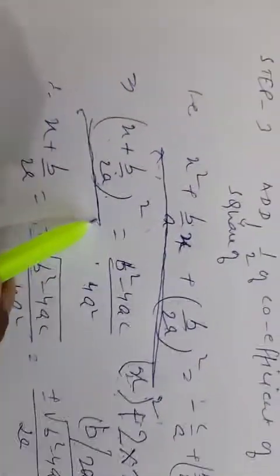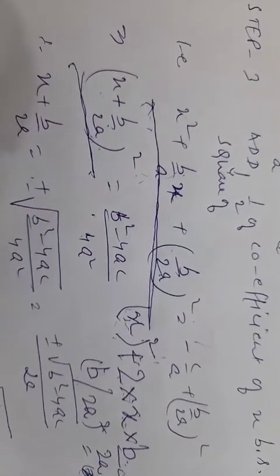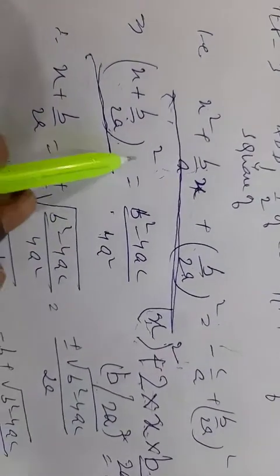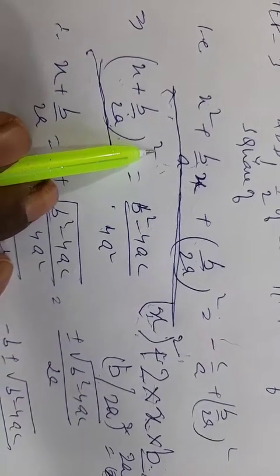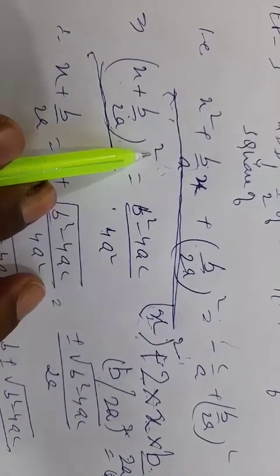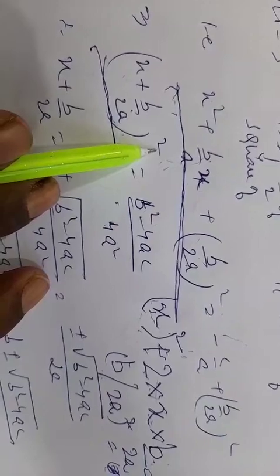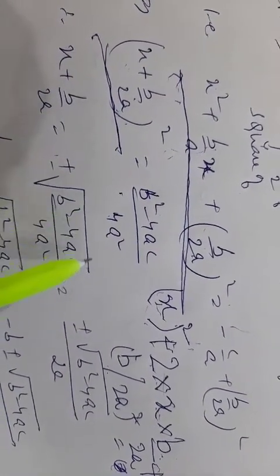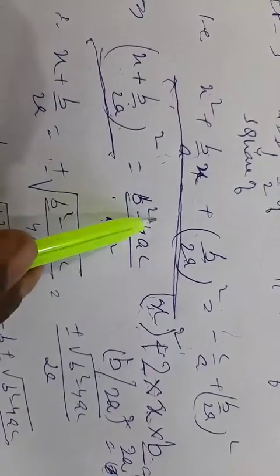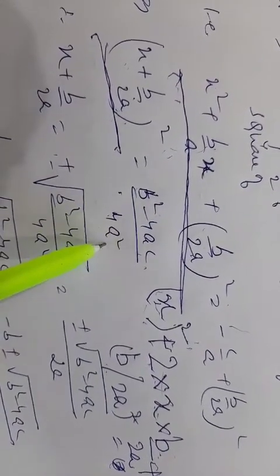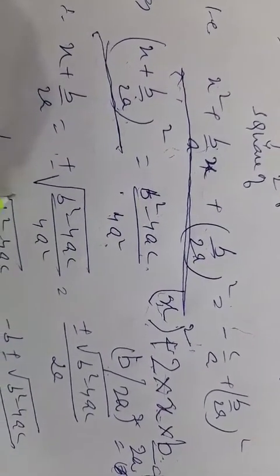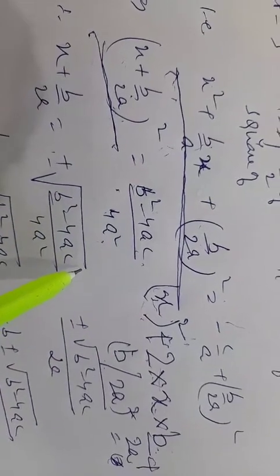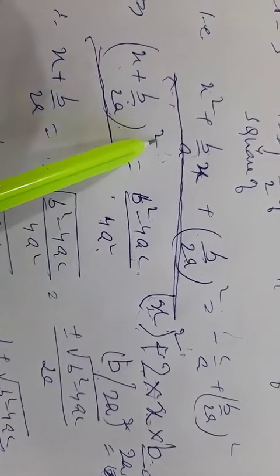Now see, we can find out x. How? We will first of all remove the square from here. The moment we remove a square from LHS, the square root will be assigned in RHS. So this (b square minus 4ac) by 4a square will be kept inside the square root, and this square has been removed.